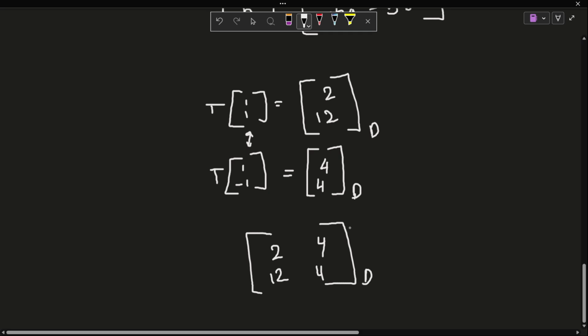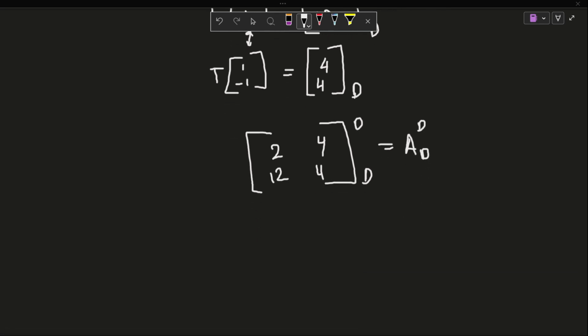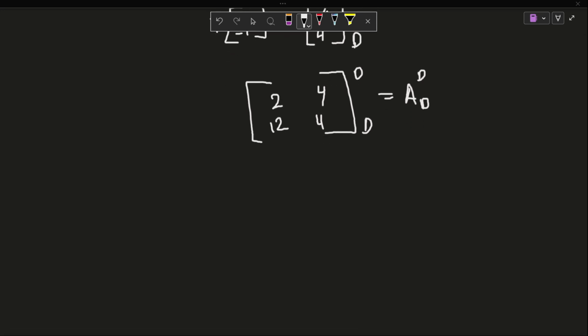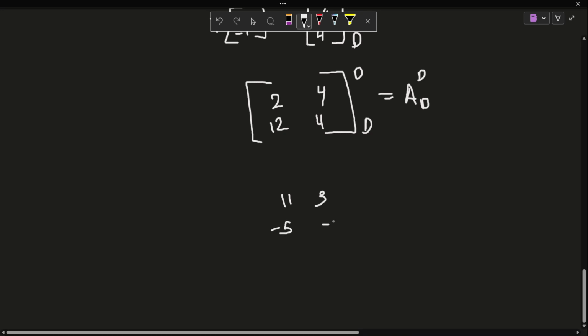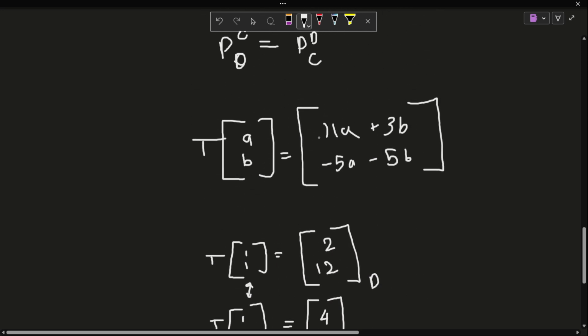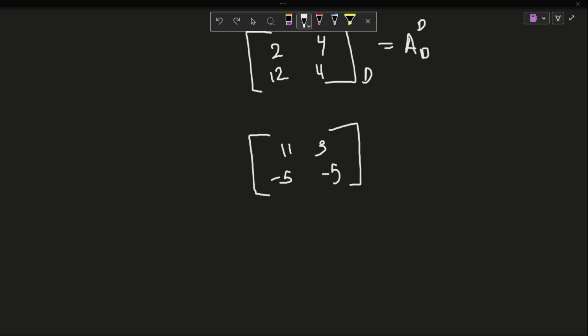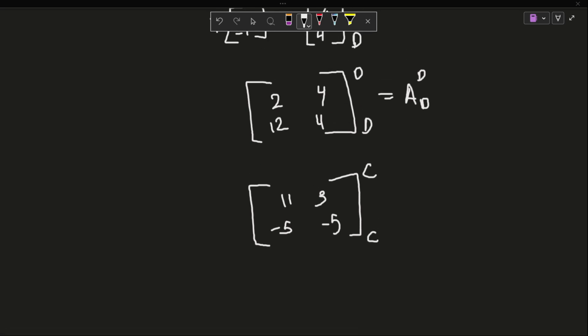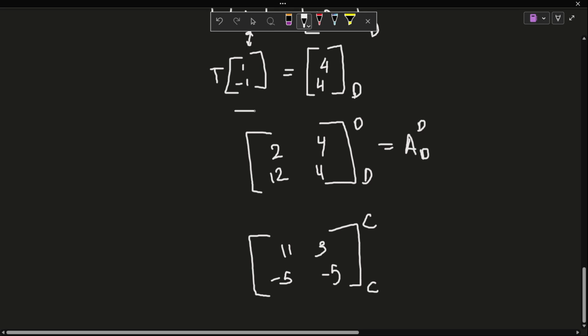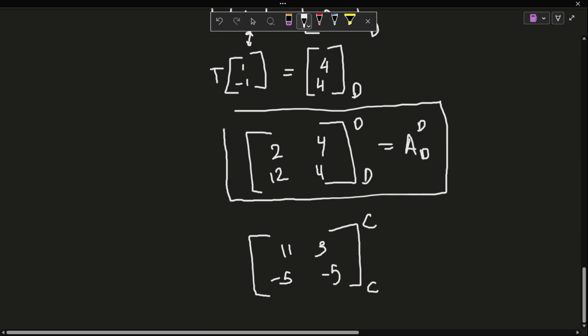Okay, so this is mapping D to D. So this is A D to D. And so for the standard basis, what you'll actually get is 11.3 minus 5 minus 5, right? Because that just makes sense based on our values here. So this would be for a standard basis. If it was something like C, standard basis, this would be a linear transformation matrix representation. But for a non-standard basis, you can see how it's changed, right? And that's where change of basis comes in.